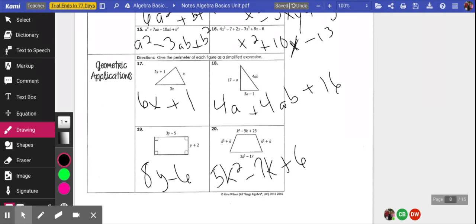And that is really it with putting like terms together. So make sure you're always practicing the homework after you do the handout.